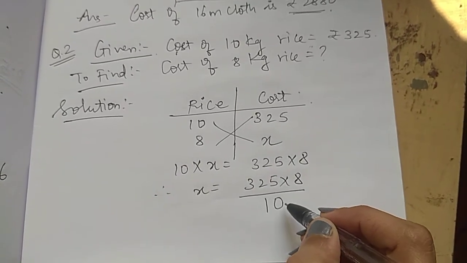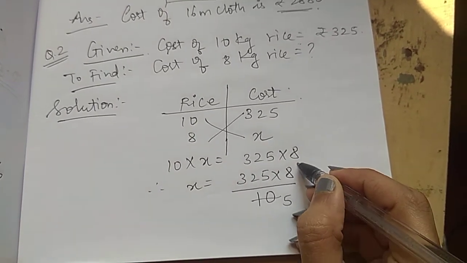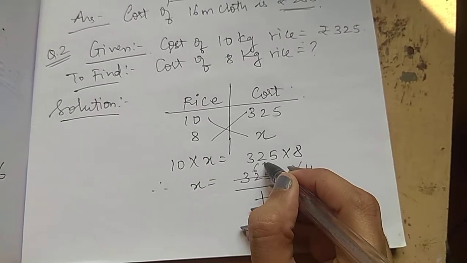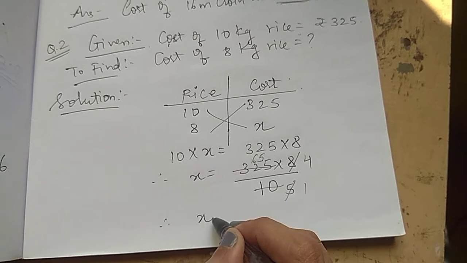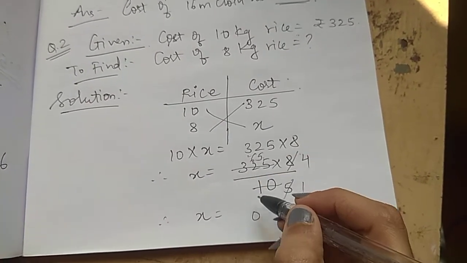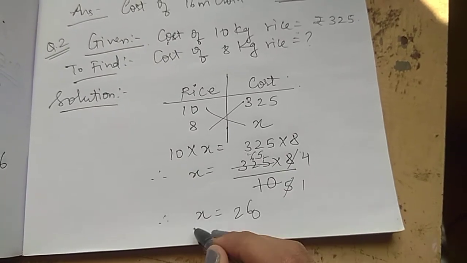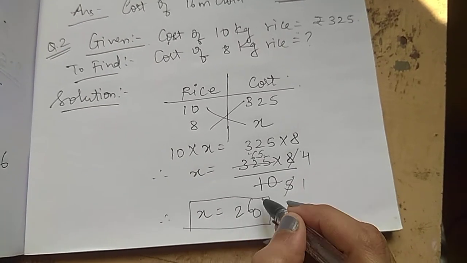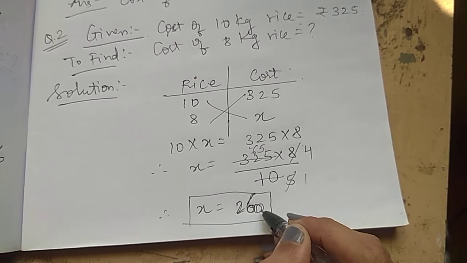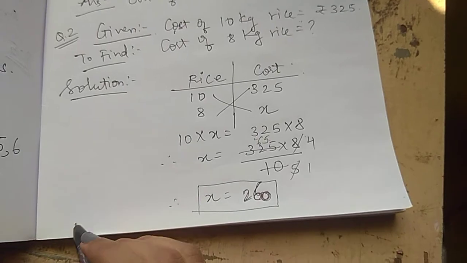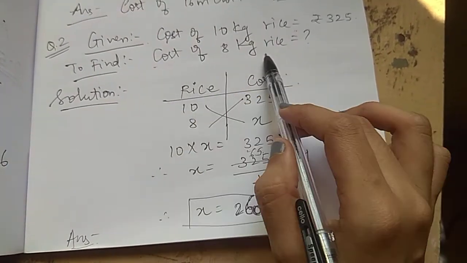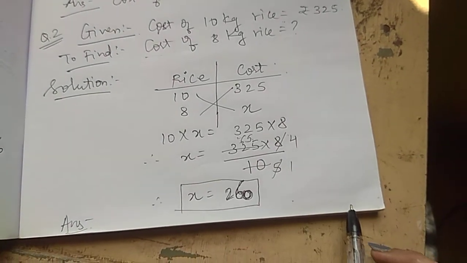2 fives are 10, 4 fives are 20, 5 ones are 5, 65s are. So X equal to 4 fives are 20, 4 sixes are 24, 25, 26. Value of X is 260. Yes, now below you can write the answer statement. Same, cost of 8 kg rice is 260 rupees.